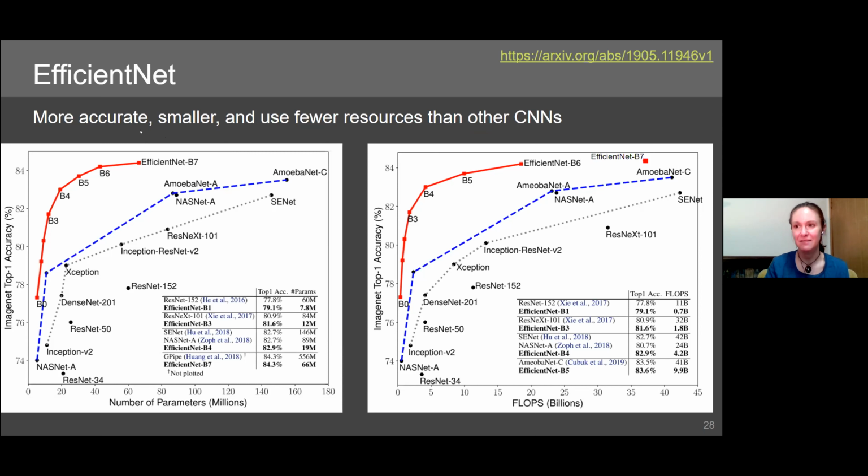Okay, this is the last EfficientNet slide. So if anyone has any final questions about it.